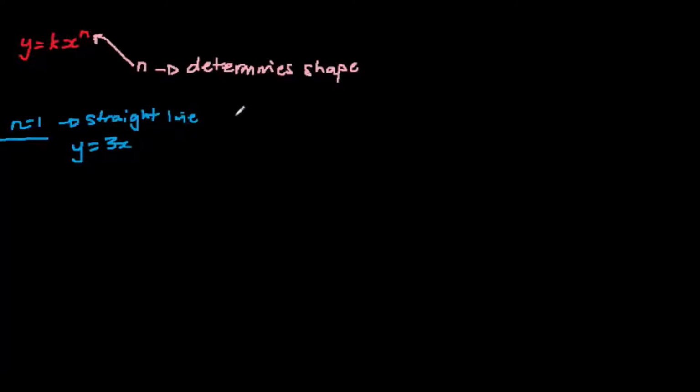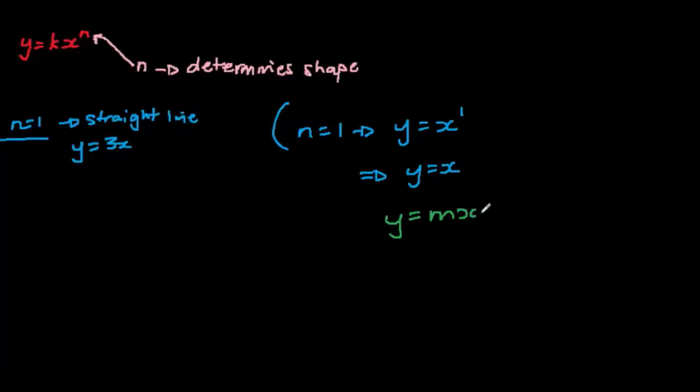Okay, when n equals 1, then that would make this y equals x to the power of 1. Let's forget about k, remember. And anything to the power of 1 is itself, which means it would be y equals x. Now, if we consider y equals x in the form of y equals mx plus c, then m would equal 1, because 1 times x is x, and c would equal 0.